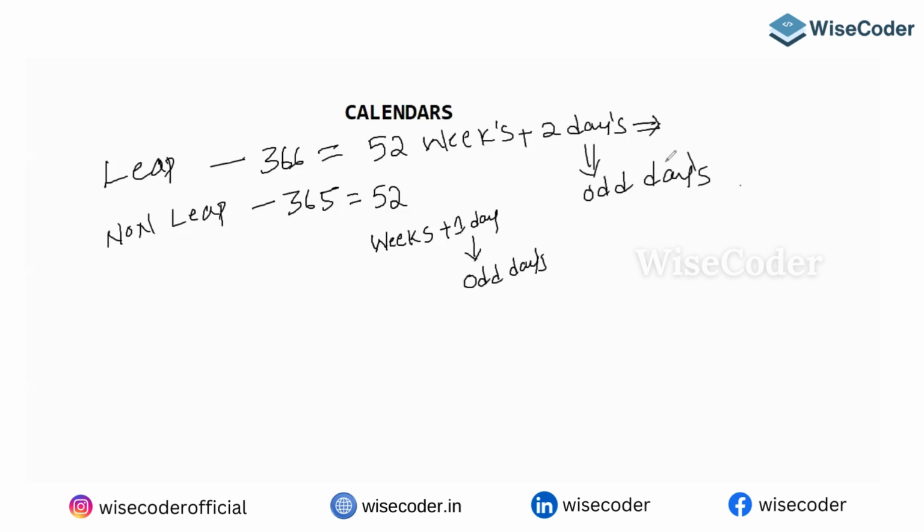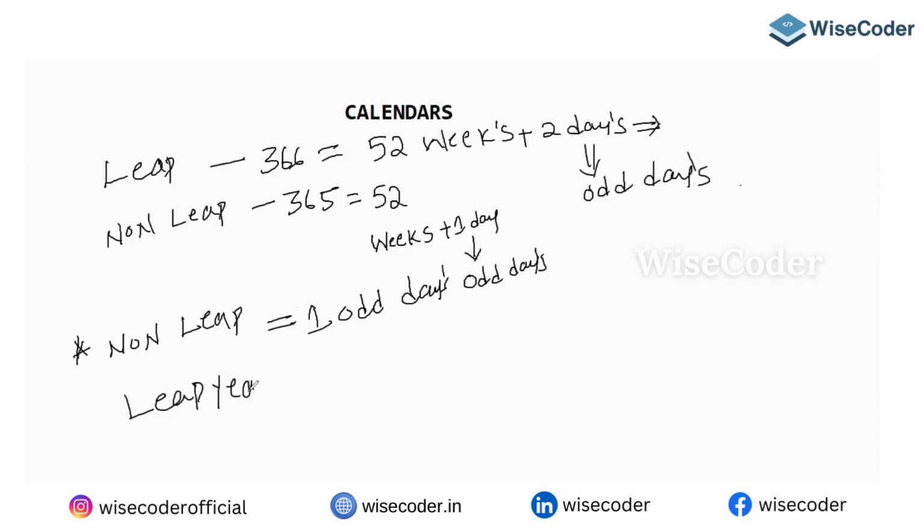Here you want to write down one point. A non-leap year will consist of one odd day. These points are very, very important. And a leap year will consist of what? 2 odd days.